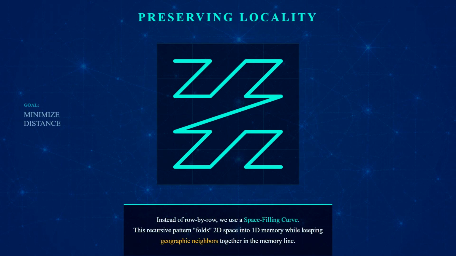Proposed by Morton in 1966, it weaves a single, continuous line through the grid in a recursive Z-shaped pattern. This ensures that points that are close on the map stay close in memory, regardless of whether they are horizontal, vertical, or diagonal neighbors. But the real genius isn't just the shape, it's how we calculate these addresses. Instead of complex trigonometry or expensive lookups, we use a technique called bit interleaving, which uses the very binary structure of our coordinates to preserve their geography.